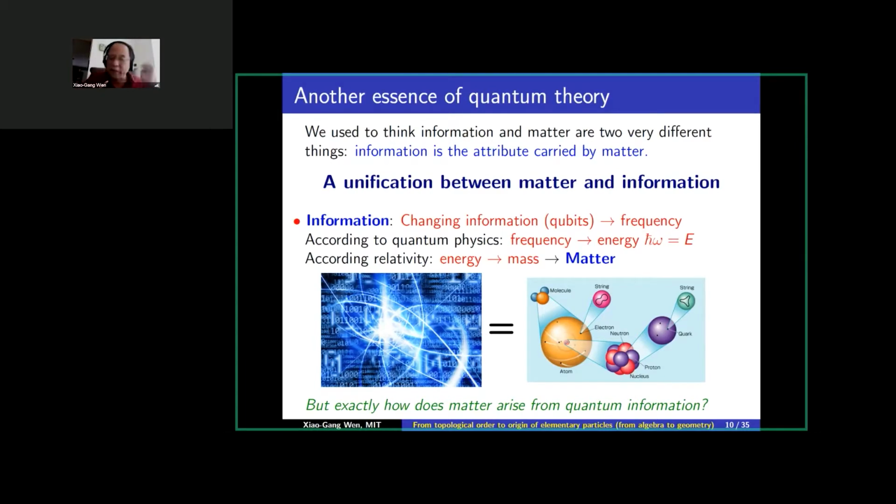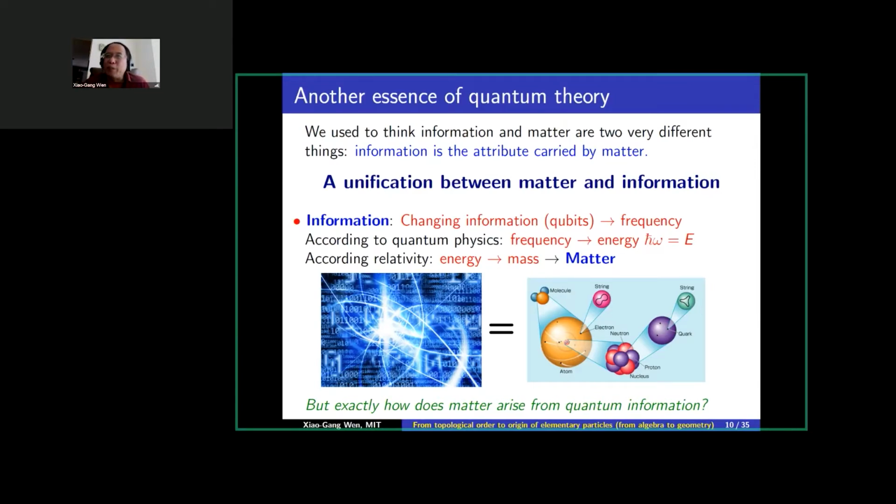However, quantum theory tells us that frequency and energy are related. And we know that frequency is actually a property of information. We don't care what changes; any change is a frequency. Frequency represents change, and anything that changes has a frequency. But quantum theory tells us that whenever you have a frequency, you multiply by h bar, the Planck constant, and you get energy. So frequency and energy are almost the same thing.